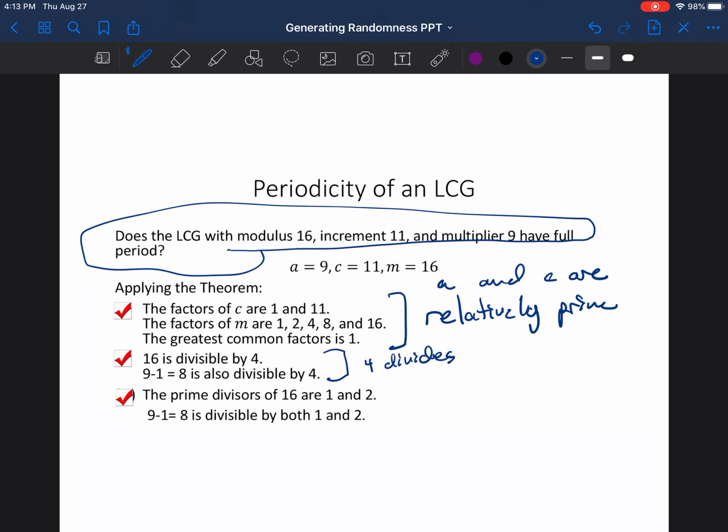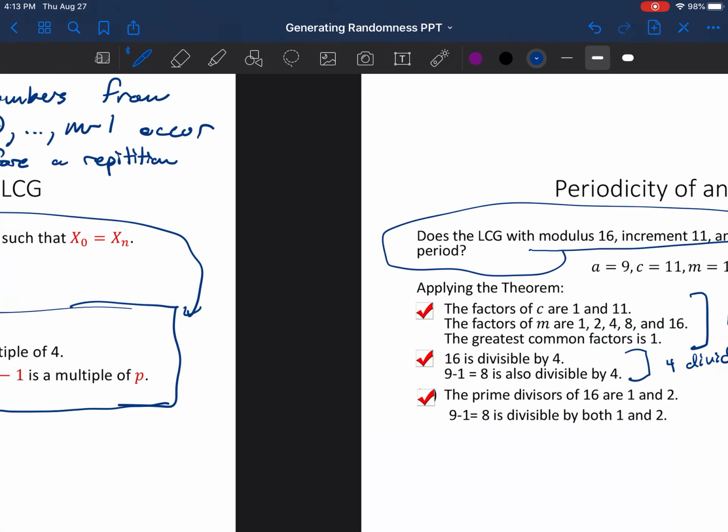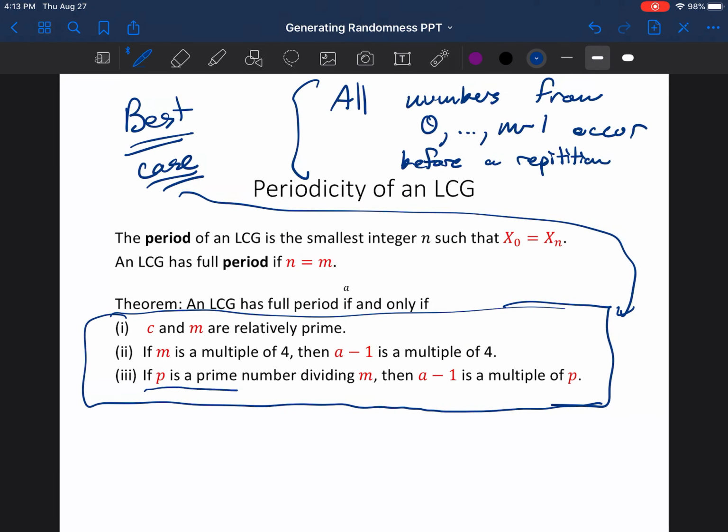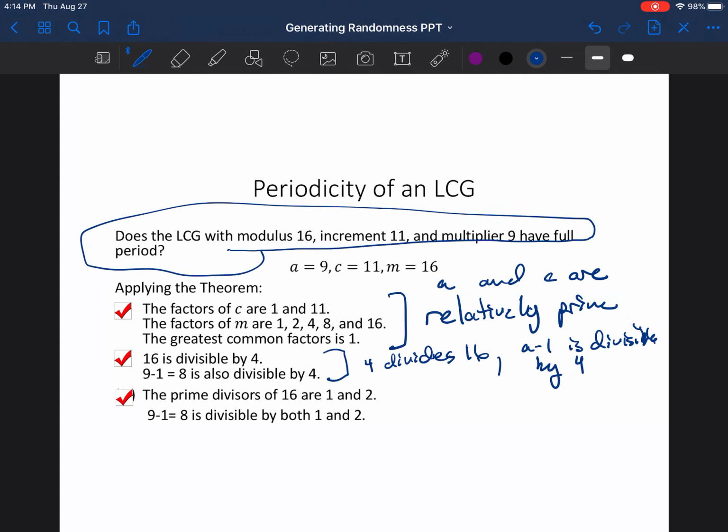We can write M divides 16. But then it turns out that A minus 1 is also divisible by 4, so that's good. Note the if-then quality of that. If 16 had not been divisible by 4, then that condition would be trivially satisfied. And then we have that the prime divisors of 16 are 1 and 2, and then we also have that A minus 1 has the same prime divisors. It's divisible by both 1 and 2. So we look back at our theorem. If P is dividing M, then A minus 1 is also a multiple of P. So we have our condition.